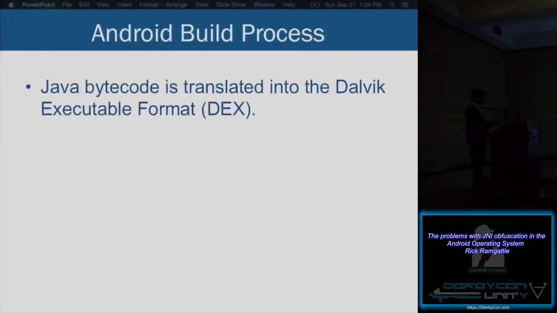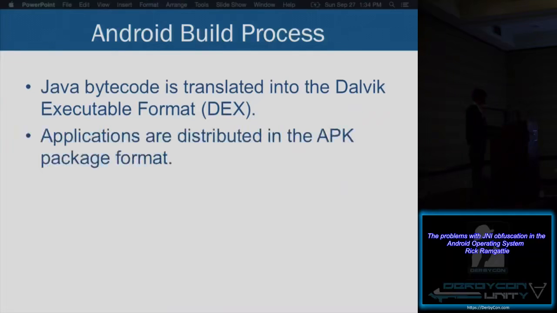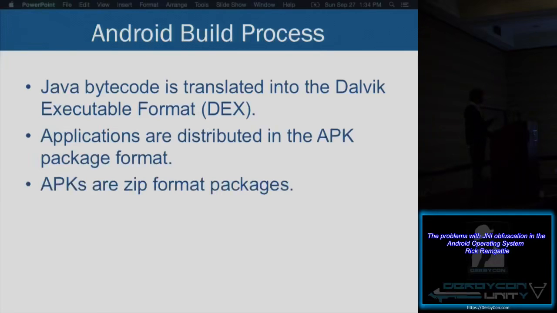I want to talk a little bit about the Android build process, so you understand what I'll be going through today in order to reverse the application. First you have a Java application, then it's converted to Java bytecode, and then Java bytecode is translated into DEX format, which is the Dalvik executable format. Applications are distributed in APKs, and APKs are just zip format packages.